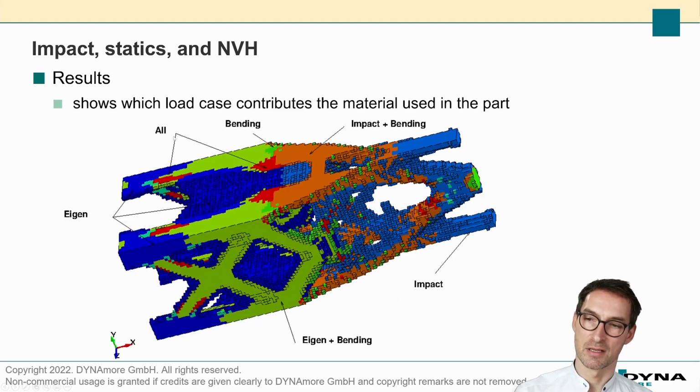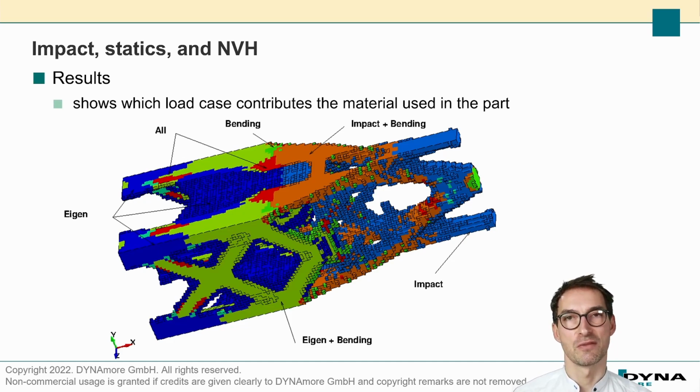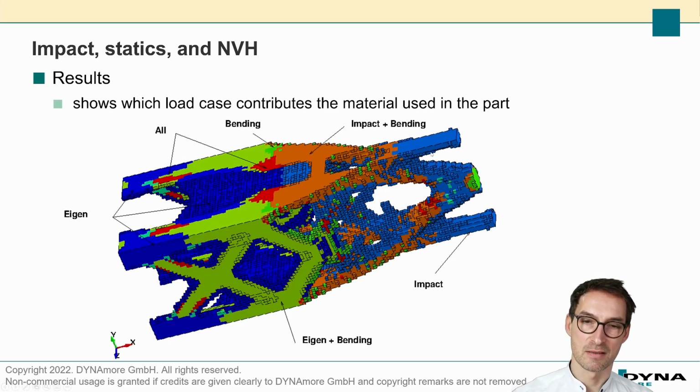And if I take a look at this plot, I can now clearly identify which part of the structure, or which feature of the design, matches which load case. For instance, the blue part here is purely optimized for the eigenvalue problem, the eigenfrequency problem. The dark green one is the pure bending load case. The blue one is the pure impact. And the light green one is eigenfrequency plus bending, and the orange or brown is impact plus bending.